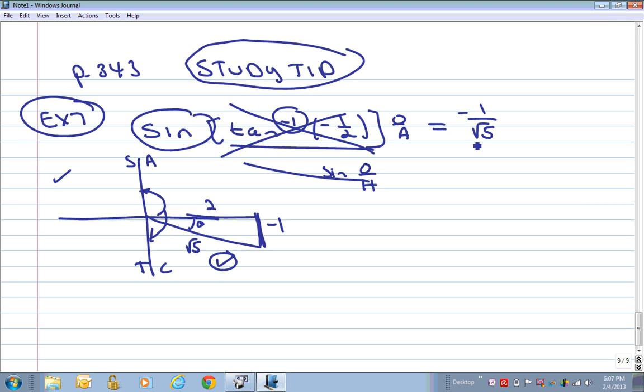And as good, or I should say great, Bearcat pre-cal students, you're going to rationalize your denominator, and you're going to get -square root of 5 over 5. And that would be your final answer.